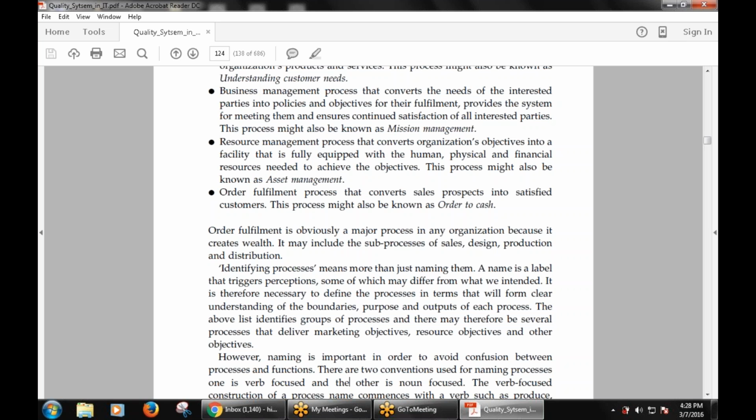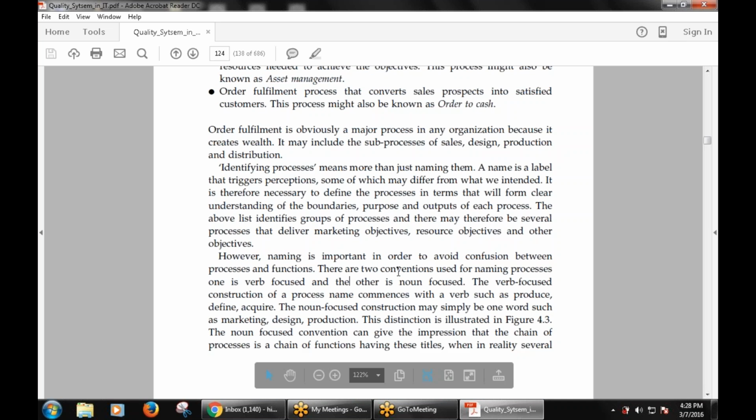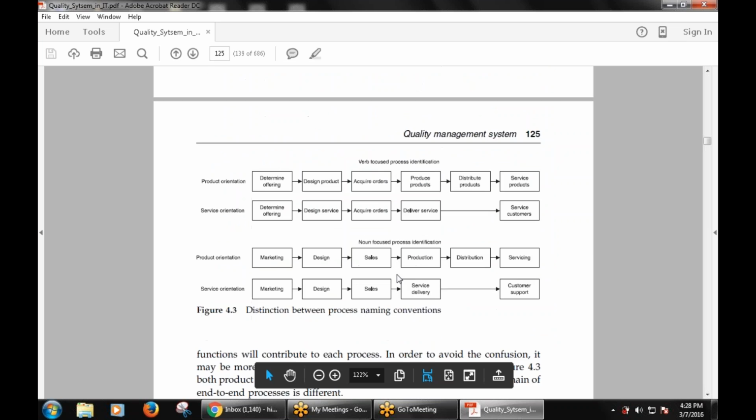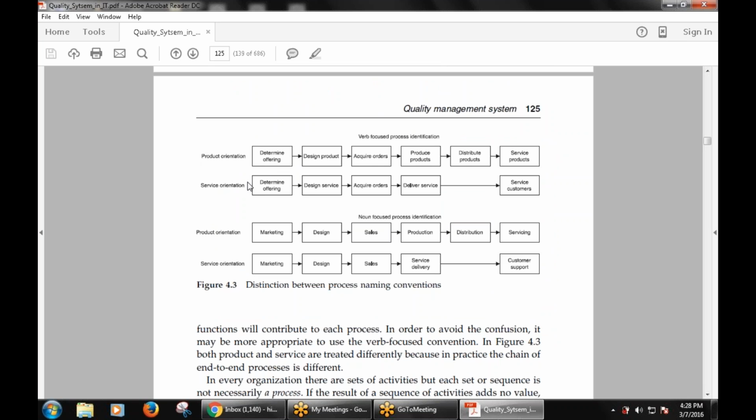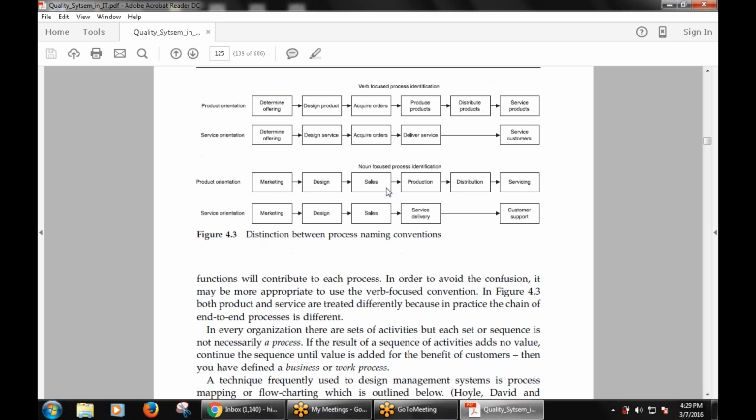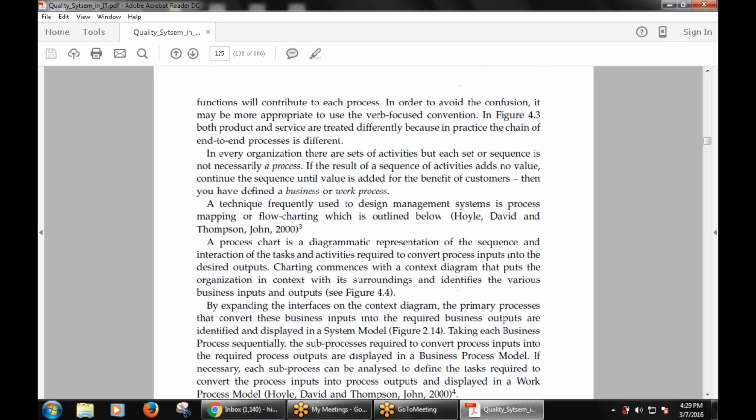and some of which may differ from what we intended. However, naming is important in order to avoid confusion between the processes and the functions, and between the various objectives. Now, these are the various product orientations. This is a service orientation, used for services.